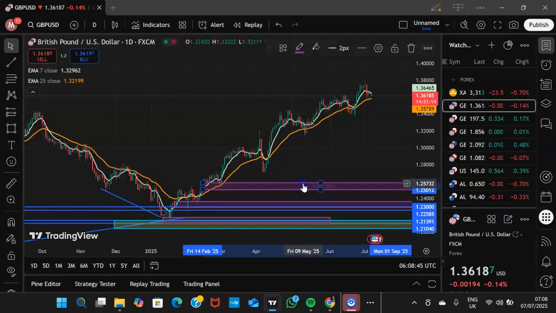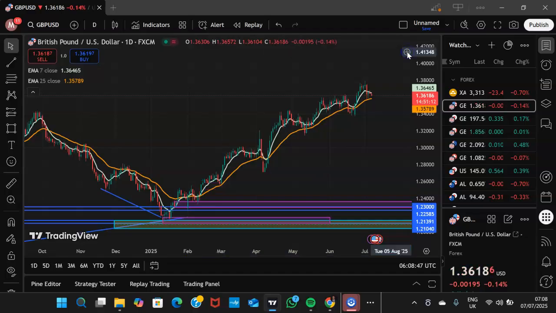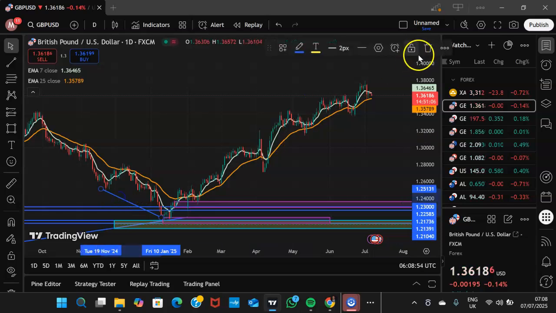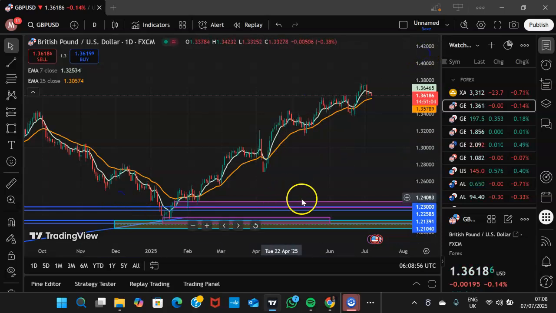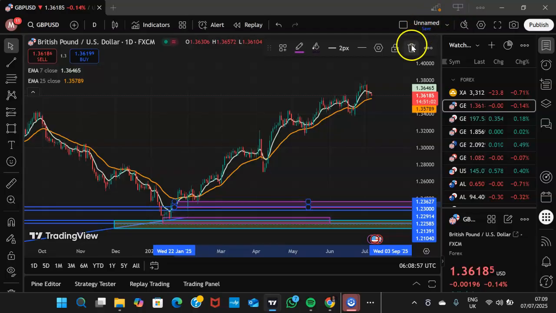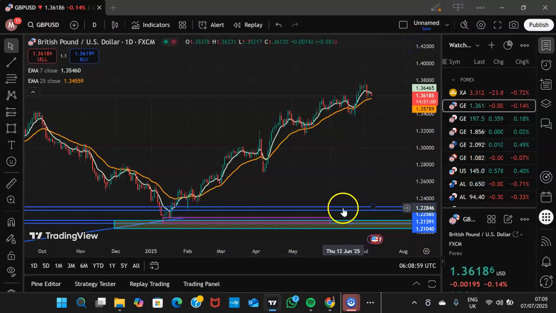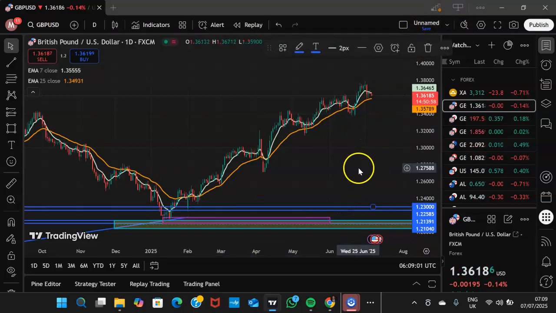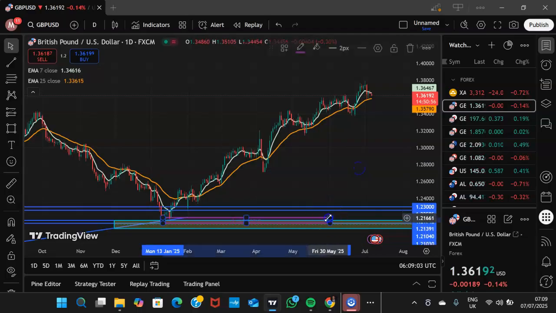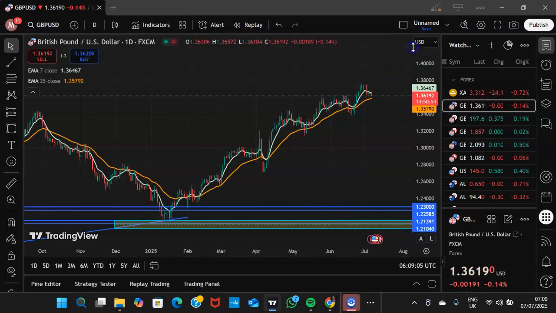Now, most times as a trend progresses, what happens on the higher time frame also happens on the lower time frame. This is called fractal nature. That means what you see on the higher time frame can also be found on the lower time frame. Now, I think I've lightened up my chart a bit.